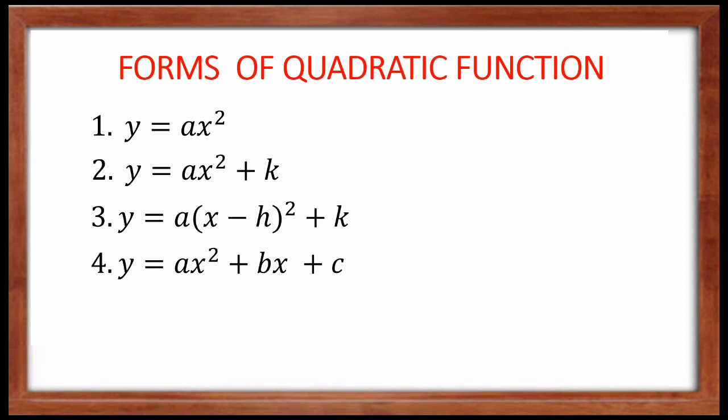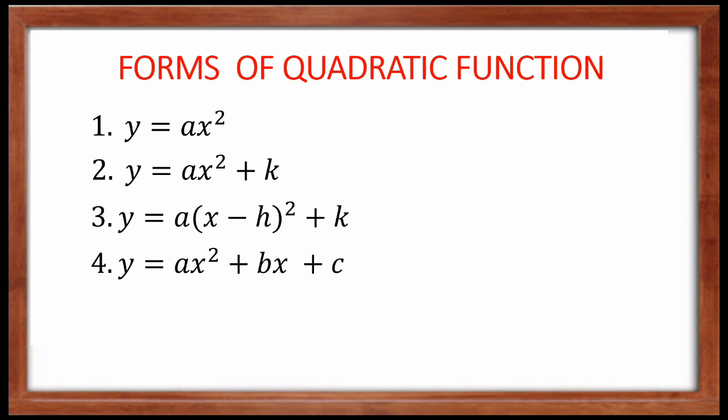Kung mapapansin natin, yung number 3, yun na yung tinatawag nating vertex form. Samantalang ang number 4 naman ay tinatawag nating general form. Yung number 1 naman, we can consider also na siya ay forms of quadratic function. Number 1, y equals ax squared, we can consider also na siya ay form of quadratic function dahil maituturing natin na siya pa rin ay quadratic function kahit wala tayong bx at wala tayong c.